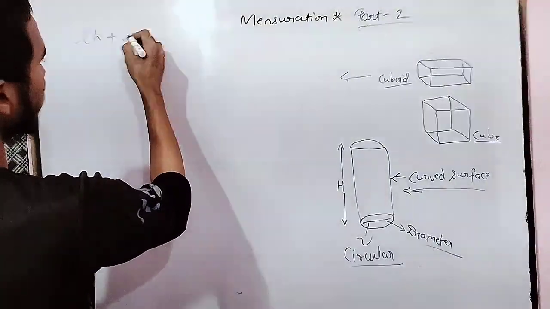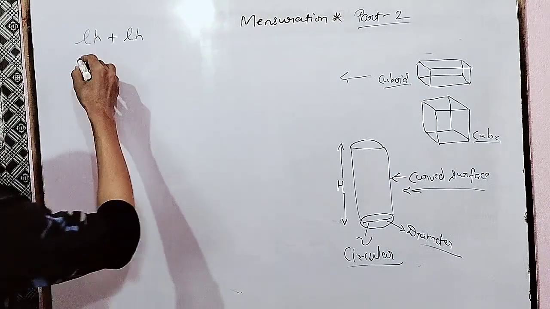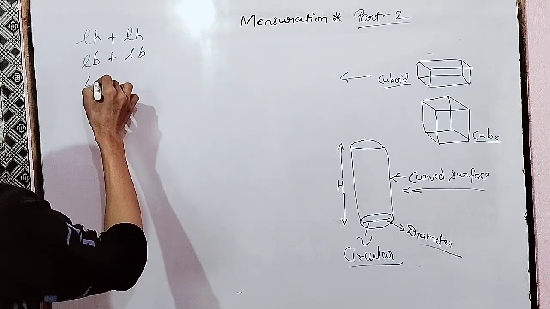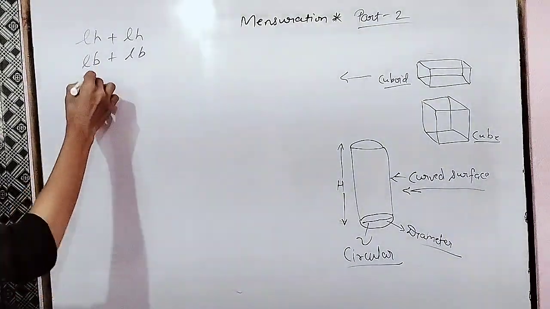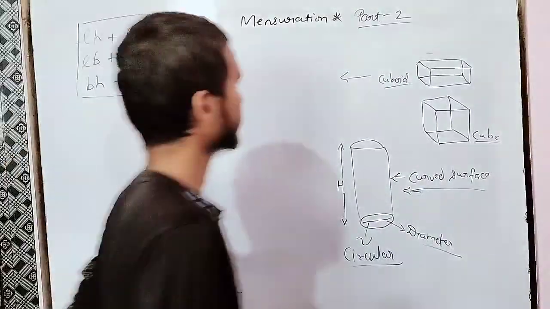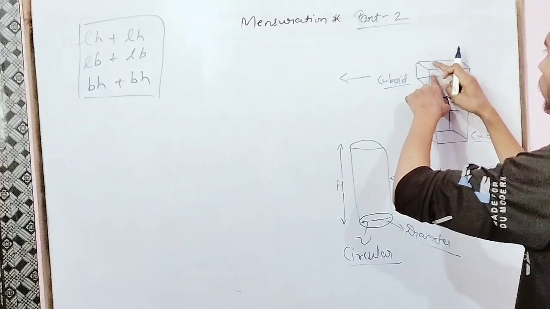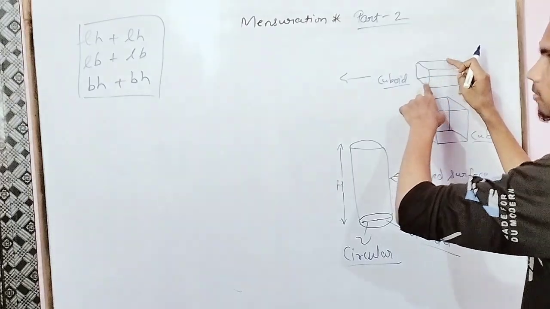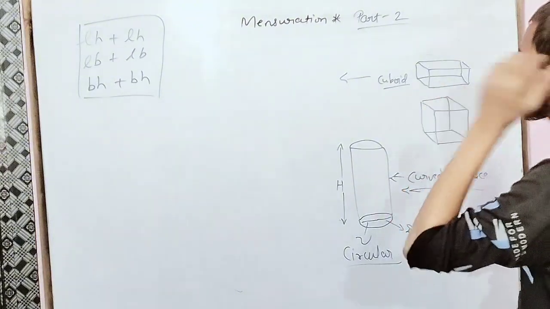LH, LH, LB and LB, BH. What is the meaning of this? It is saying LH. Where is LH? This is L and this is H. We have two of these, this and this. We are understanding the area of this cuboid.